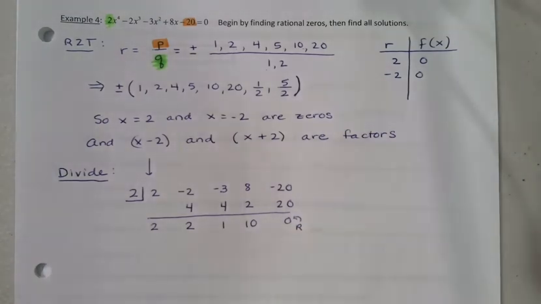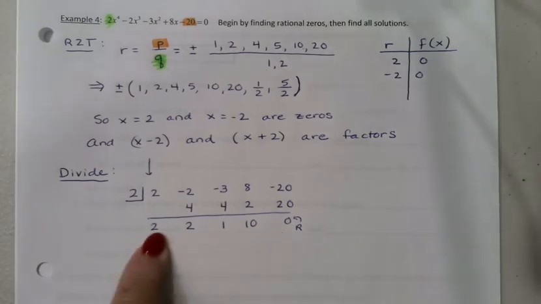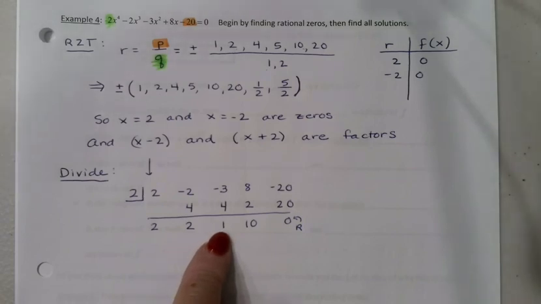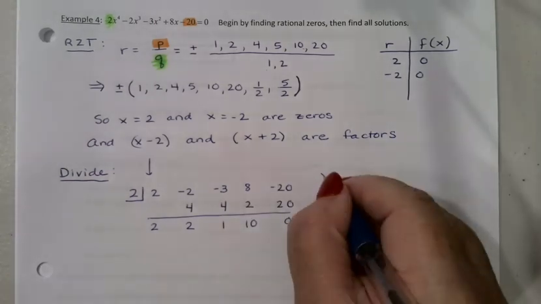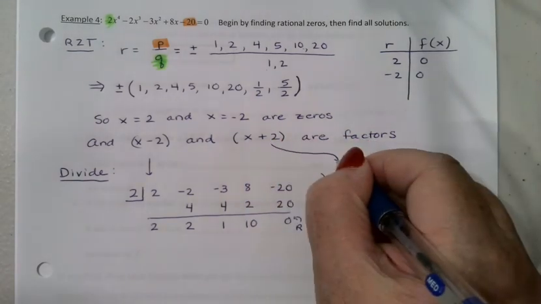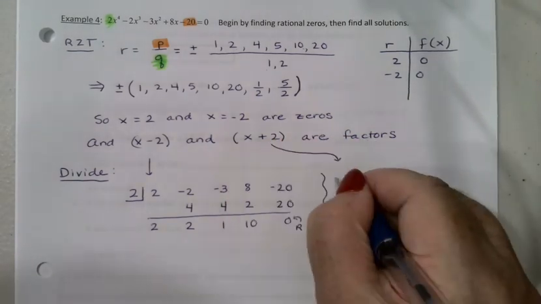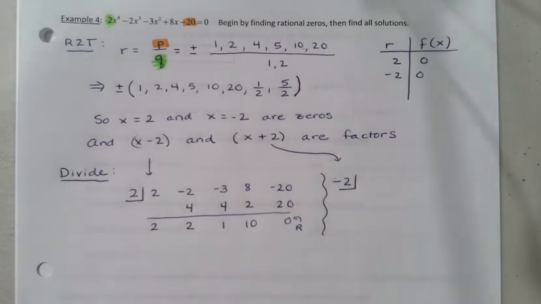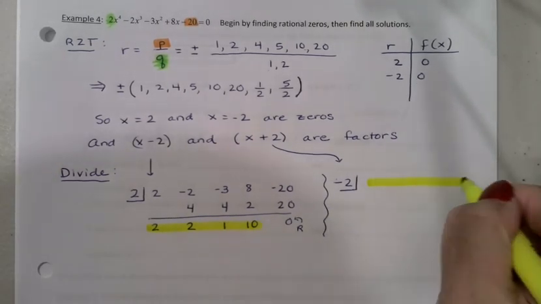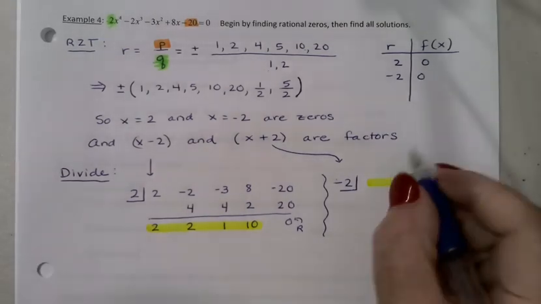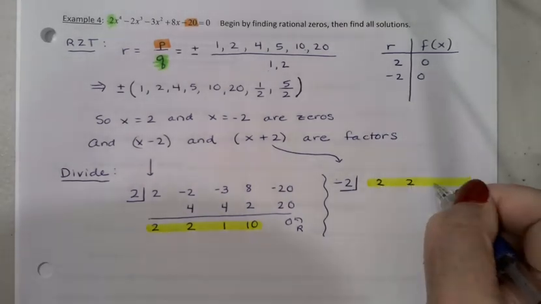Now remember, if you wanted to, you could go ahead and write this out as like 2x cubed plus 2x squared plus x plus 10. But we don't really need to because we have another factor to divide out. So I'm going to do that. Here I've got -2 in my little box. And then it's a continuation of this. So I'm just going to take these values and bring them right up here. 2, 2, 1, and 10.